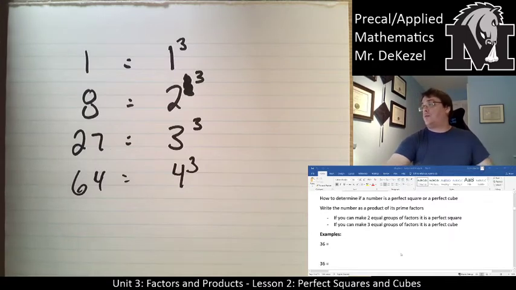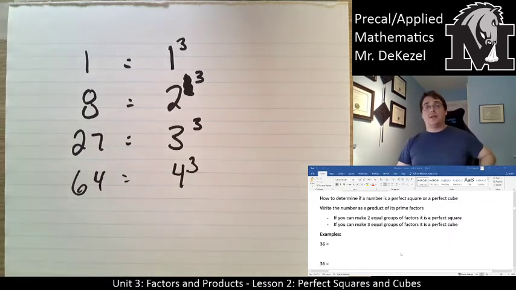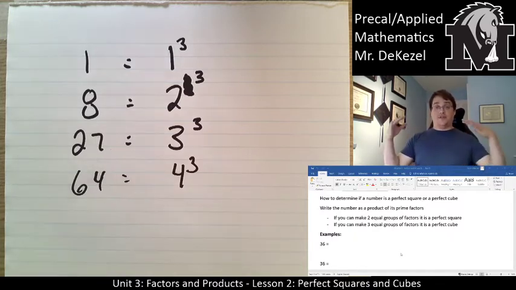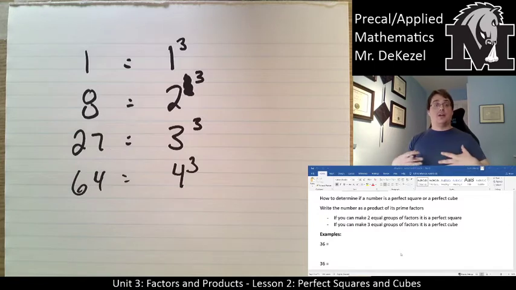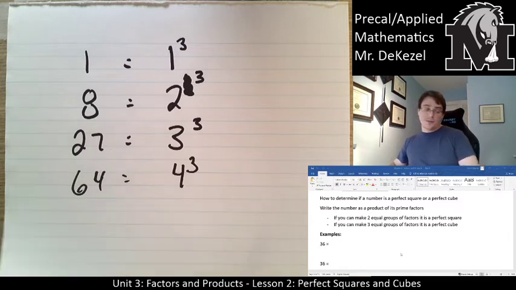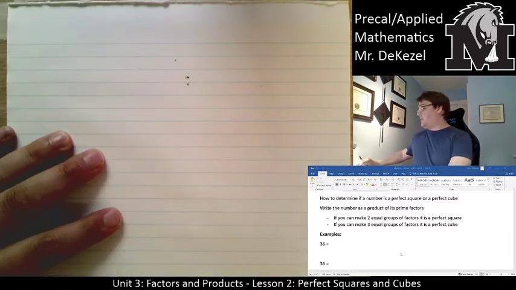So the rule is that if you can make two equal groups of numbers, then it's a perfect square. And if you can make three equal groups, it's a perfect cube. Now, we're talking about after you've done the prime factorization tree. So if you're writing a number as its set of prime factors, you can make those into equal groups of 2 or 3. They correspond to perfect squares or perfect cubes. I'll show you an example with one that we know.